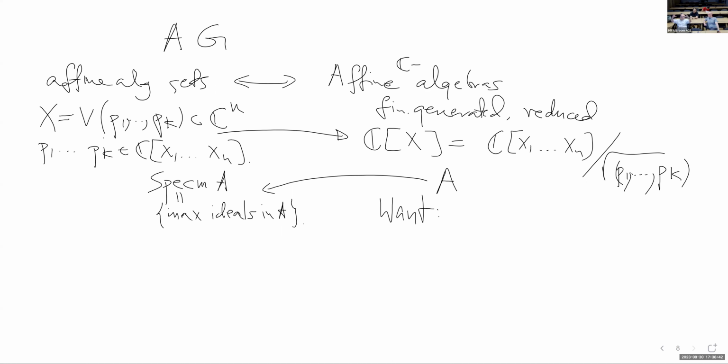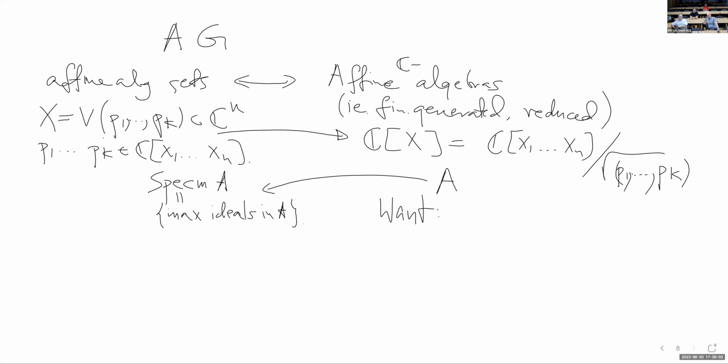So, Adam, it would help if you would put this finitely generated, reduced in parentheses and write i.e. for finitely generated reduced, because when I read affine algebras that are finitely generated and reduced, it is confusing. I said it, but I didn't write it. Yes. By affine algebras, people understand finitely generated algebras, not necessarily reduced.